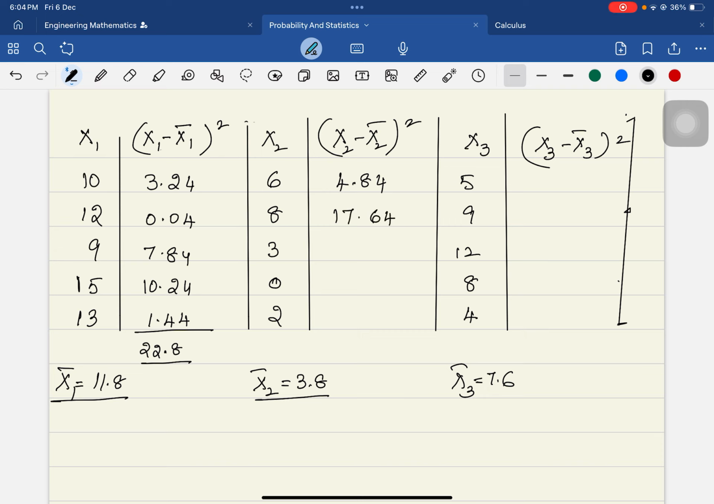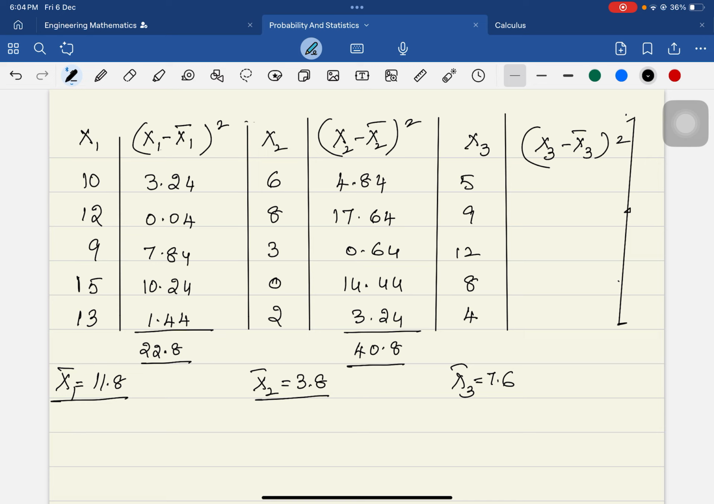3 minus 3.8 squared means 0.64. 0 minus 3.8 squared means 14.44. And then 2 minus 3.8 squared means 3.24. Let us do the summation of all this. That gives you 40.8 is the sum of all these observations.